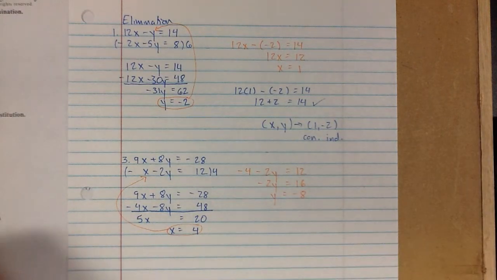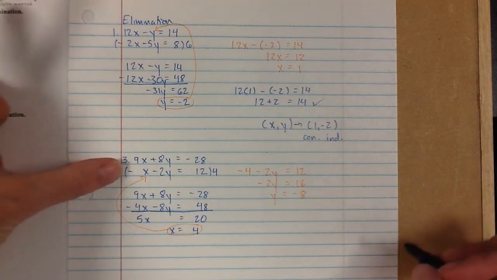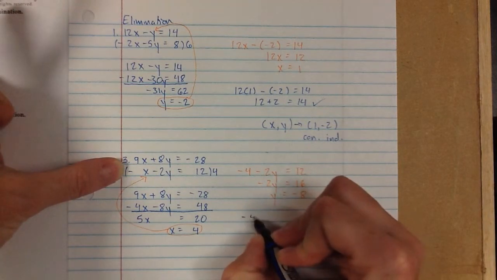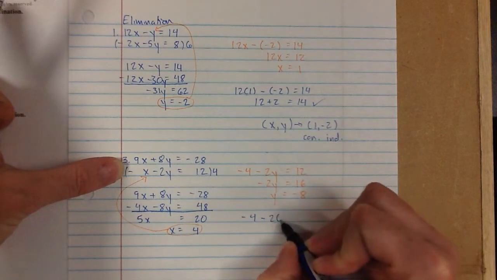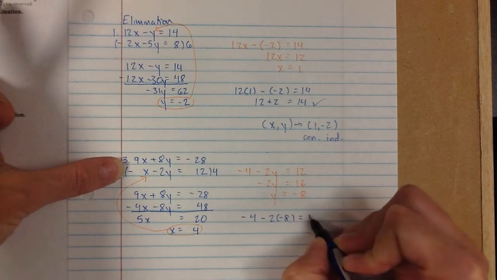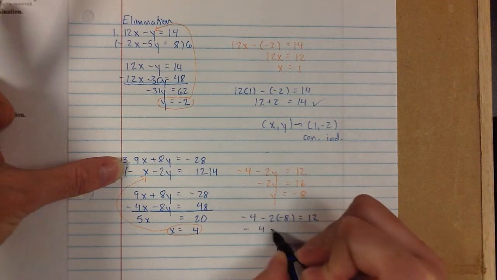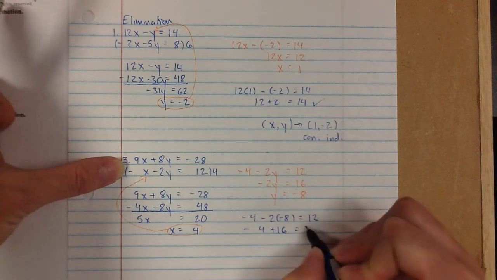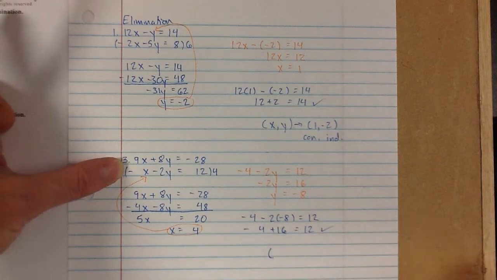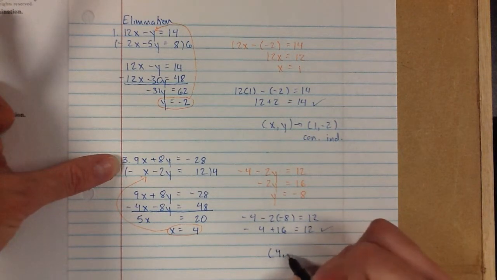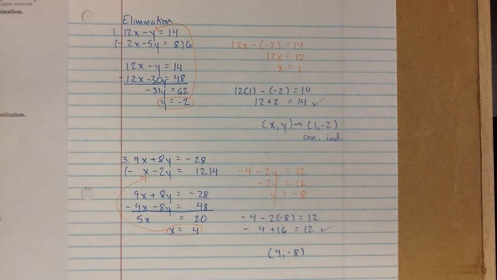So just like before, we need to plug it in and check. And I'll put it in the bottom one again. That seems to be the easy one. So negative 4 minus 2 times negative 8 equals 12. Negative 4 plus 16 equals 12. That's right. So our solution then is 4, negative 8. So again, we would have an intersection at 4, negative 8. You have a consistent, independent system.